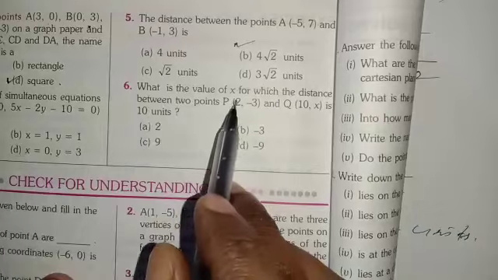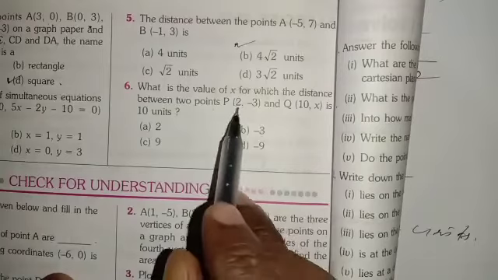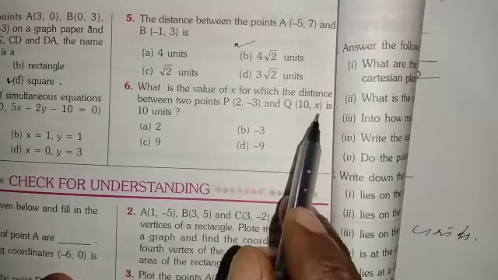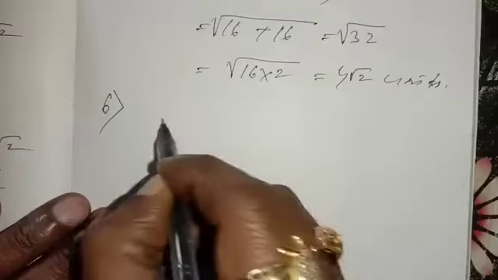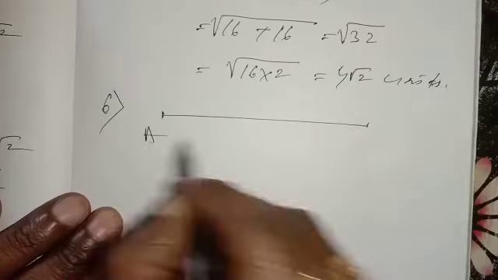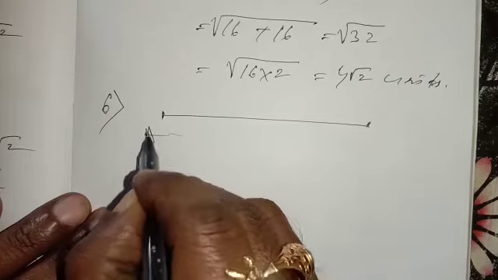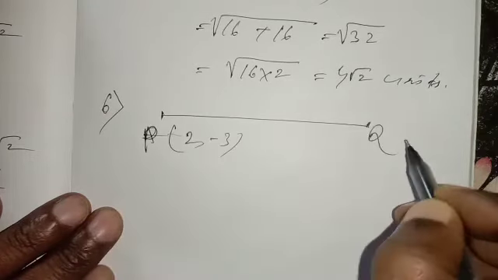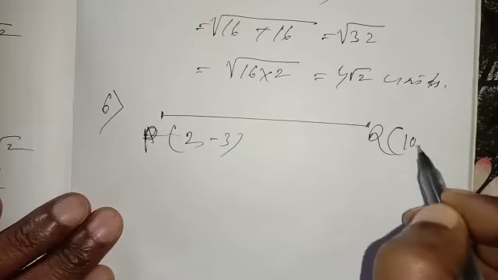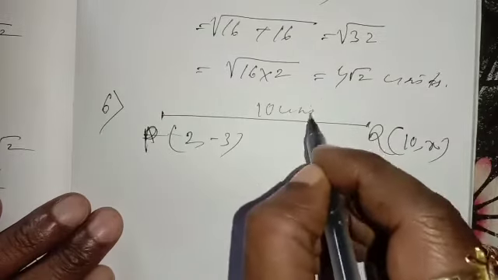What is the value of x? What is the distance between the 2 points P and Q? P is given 2, minus 3, Q is given 10, x. The distance is given as 10 units. Let's see question number 6. First, plot the points. Suppose they are given P. P is given 2, minus 3, and Q is given 10, x. And the distance between the 2 points is given as 10 units.